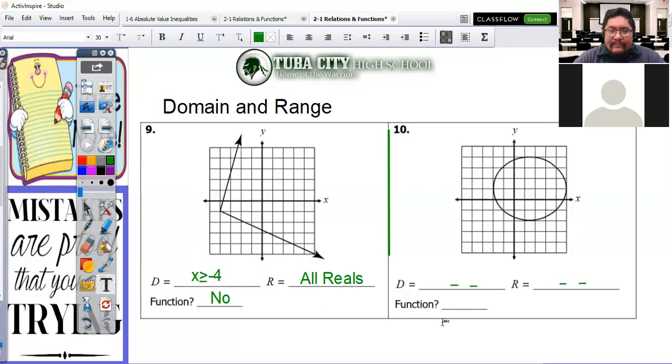And there we go. That's it. With that one, let's go ahead and move on to number 10. This one's a bit of a tricky one because it's not really a circle. It's more like an oval, an ellipse, because it's not exactly the same measured side to side as it is top to bottom.